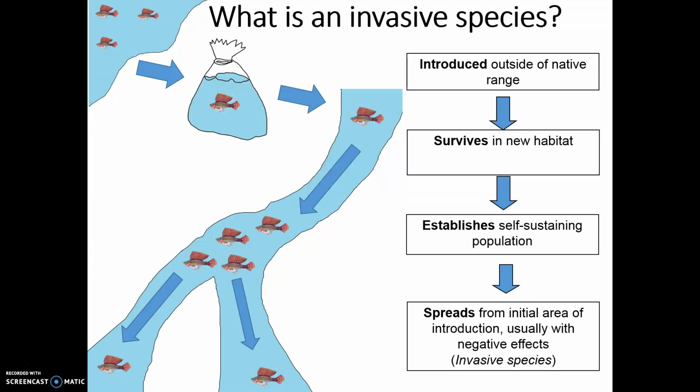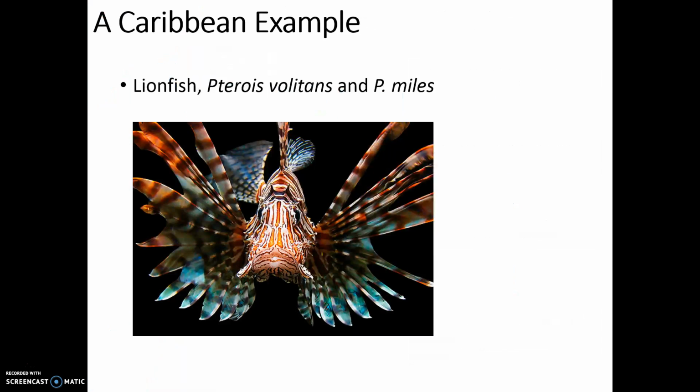And then the final stage, which is necessary before something is invasive, is that it has to spread from that initial area of introduction and have negative effects. And the spread and the negative effects are necessary before we can actually call it invasive. So there are different stages. At each one of these stages, some species will not make it down to the next one. So only very few are actually able to do these stages. But as we'll find out, those that do reach the spread phase and become invasives can be extremely damaging.